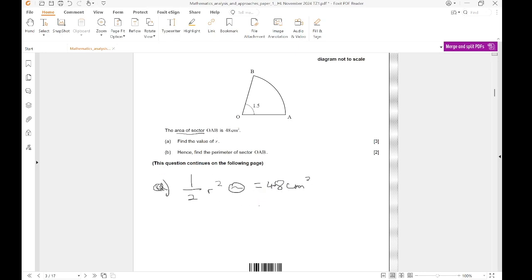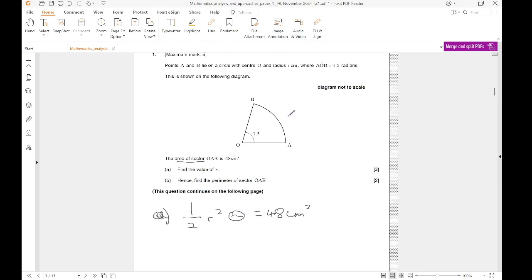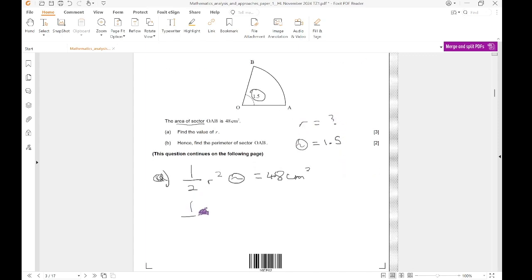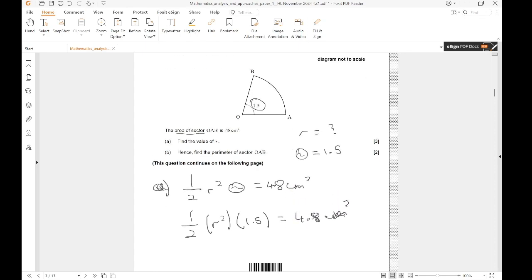So now we have to attempt to solve for r squared, because they have given us theta, which is AOB. This part over here is 1.5, so theta is equal to 1.5. We are trying to find out what r is. r is a question mark right now. So if we plug in 1/2 r squared times 1.5 is equal to 48. Sorry, why did I write 4.8? This is 48. Sorry about that.